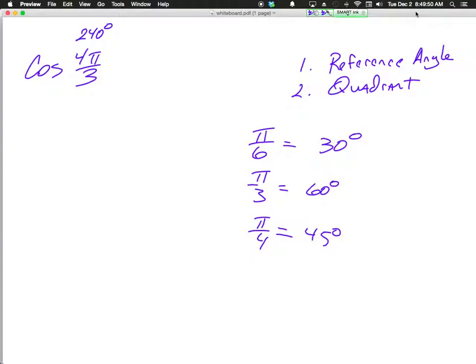So here's how I figured it out in my head. I saw the pi over 3. I knew that pi over 3 was equal to 60, so I did 60 times 4, and that gave me the 240. So whenever you see pi over 6, pi over 3, or pi over 4, you know what the degree measure is, and then you multiply it by the coefficient. All right, so what's my reference angle going to be?